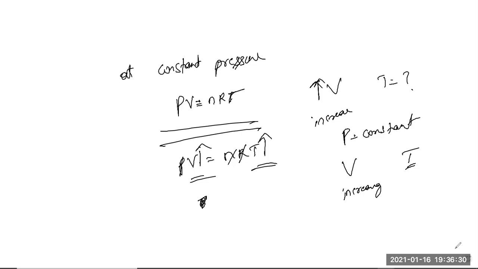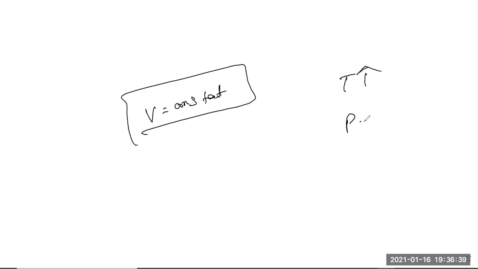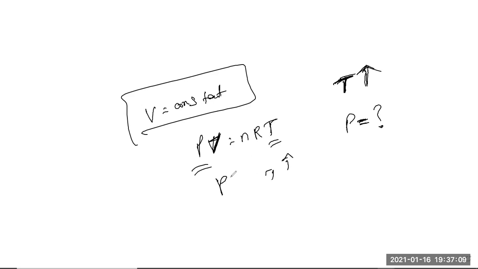Similarly, if volume is constant and I increase the temperature, what happens to the pressure? Pressure will increase, because PV is equal to nRT. If volume is constant, pressure is directly proportional to temperature. So if temperature increases, pressure increases.